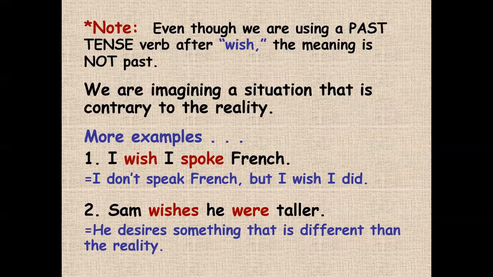Note, even though we are using a past tense verb after "wish," the meaning is not past. We are imagining a situation that is contrary to reality. More examples. I wish I spoke French. I don't speak French, but I wish I did. Sam wishes he were taller. He desires something that is different from reality, okay?